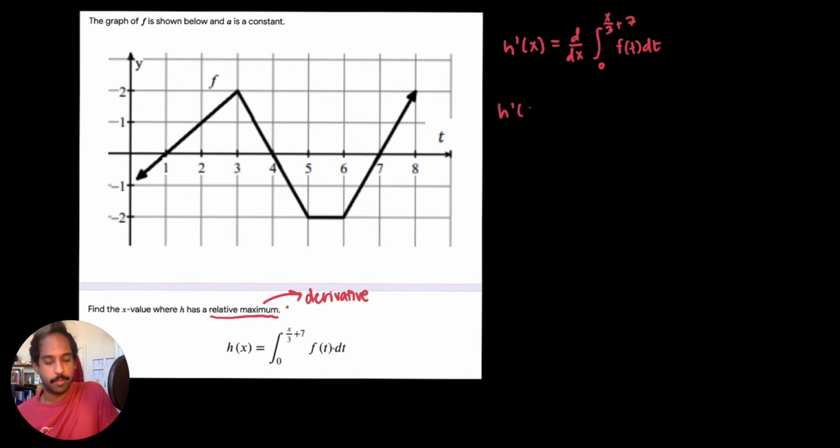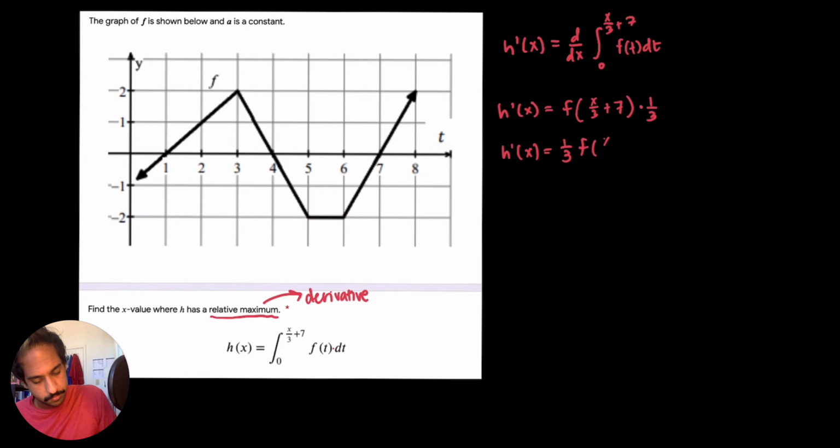So we can do that. I can see that h prime of x will give us f of x over 3 plus 7 times the derivative of that, which would be 1/3. So I'm going to rewrite this just because I like to have my constants outside. Alright, so here we are, 1/3 times f of x over 3 plus 7. What do we need? We need this derivative to equal 0, because we're trying to find a maximum. Derivative has to equal 0. So 0 is equal to 1/3 times f of x over 3 plus 7.